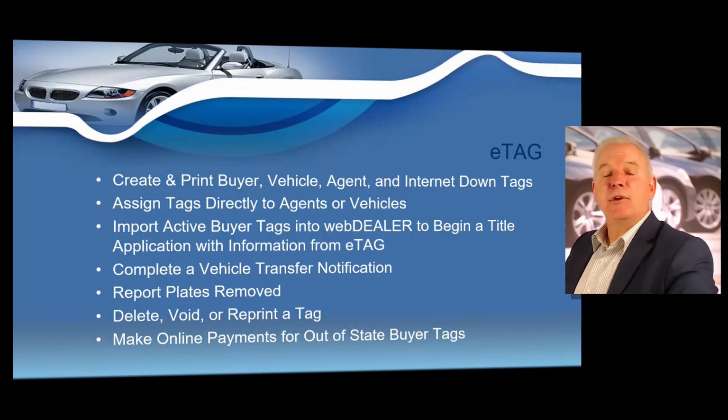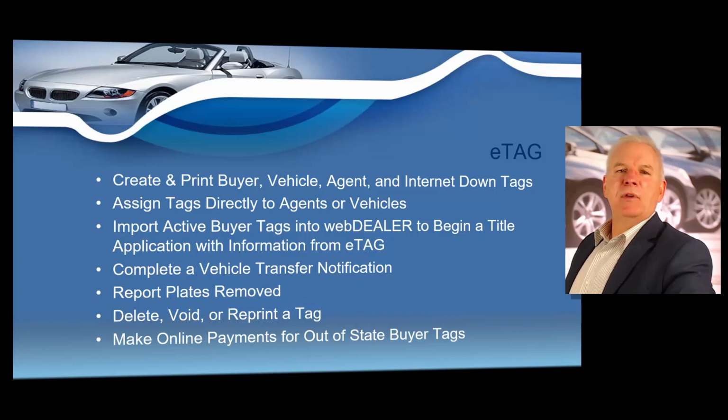eTAG allows dealers to complete the following tasks. You can create, maintain, and print buyer tags, vehicle tags, agent-specific, and internet down tags, assign tags directly to agents or vehicles, import active buyer tags into Web Dealer to begin a title application with information from eTAG, and complete a vehicle transfer notification. You can create fleet buyer tags. You can report plates that are removed, delete, void, or reprint a tag. You can also make online payments for out-of-state buyer tags and create really great customizable reports.